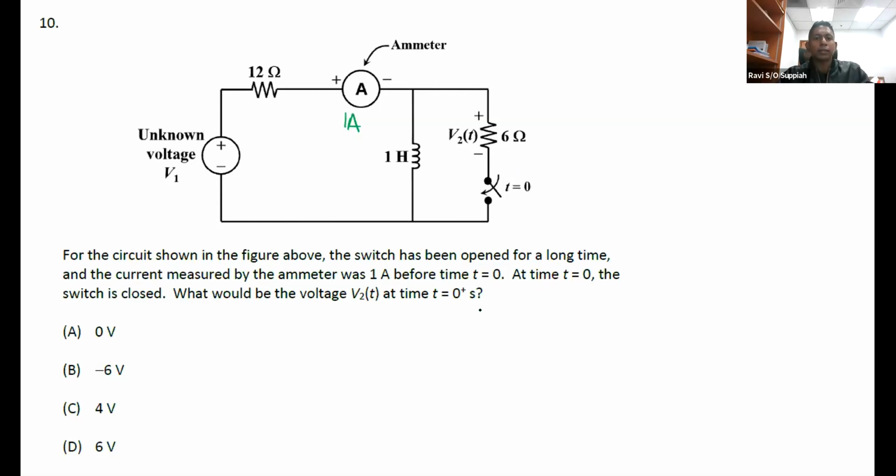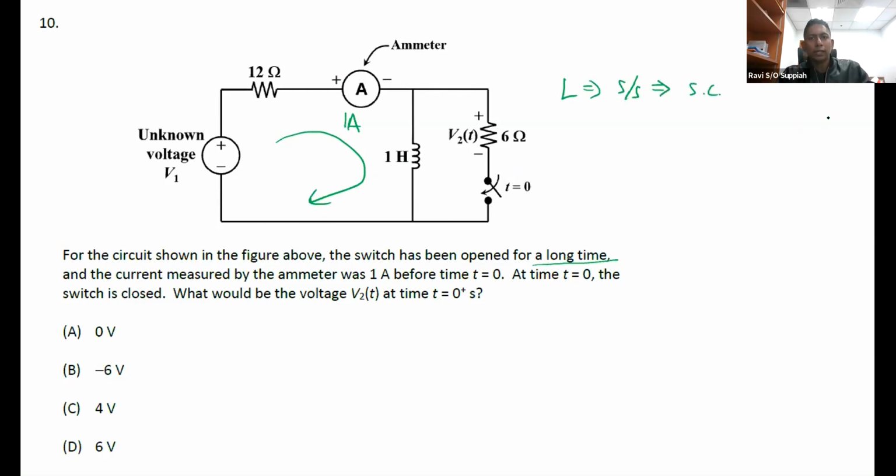So the first thing we understand is if it has been open for a long time, that means we have current flowing in this part of the circuit for a very long time, which means that your inductor has achieved steady state. And inductor steady state is equivalent to short circuit.